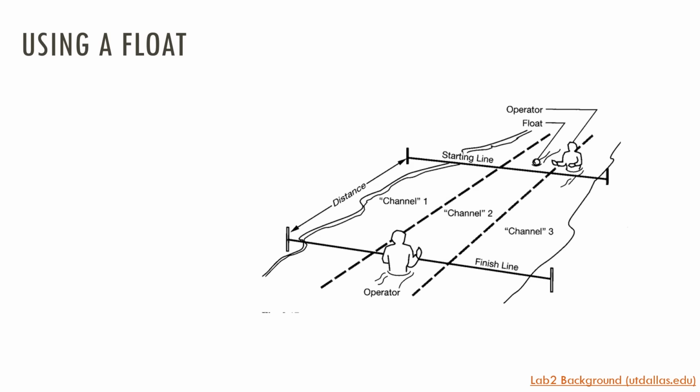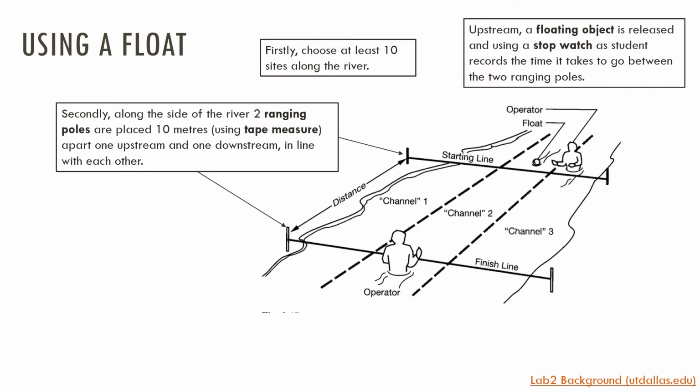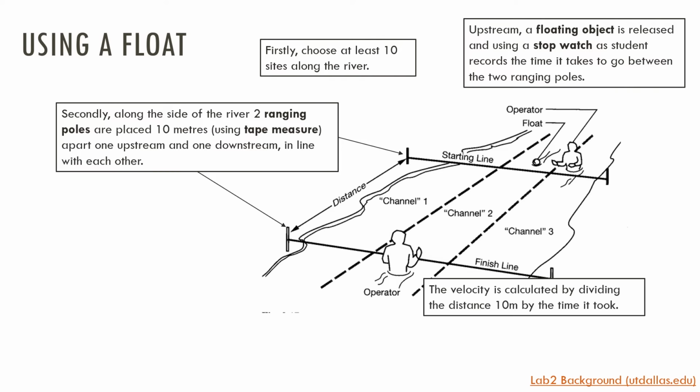Well, if you're using a float, you would have some sort of diagram that looks like this. You would choose at least 10 sites along the river. Secondly, you would place 2 ranging poles 10 meters apart using a tape measure, one upstream and one downstream, making sure they are in line with each other. So you can see that in the diagram. Next, you would place a floating object, released using a stopwatch. The students will record the time it takes to go between the 2 ranging poles.